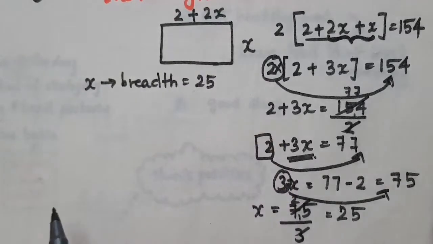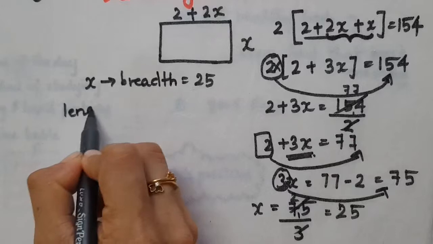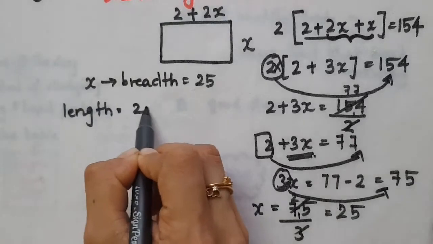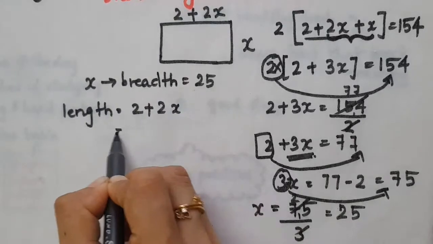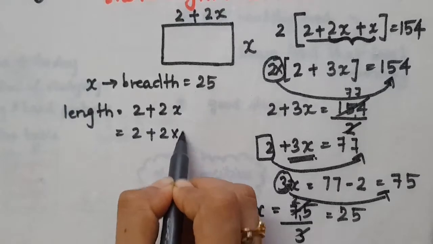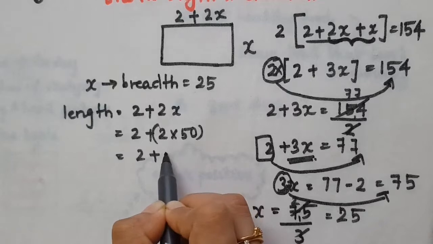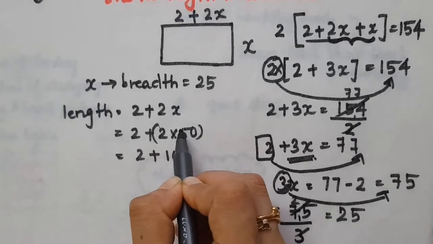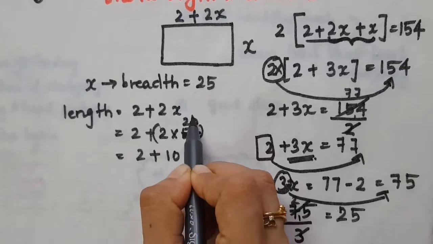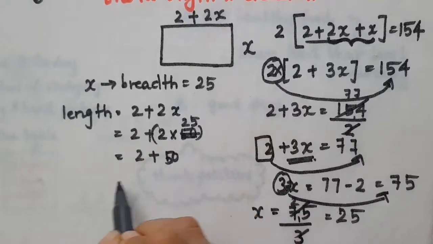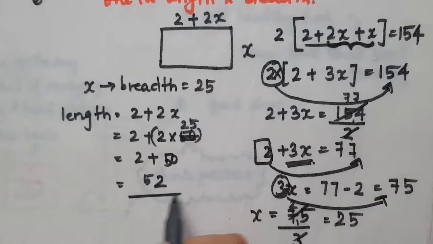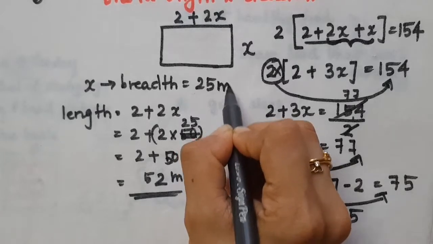We have to find its length also. So length is equal to 2 plus 2x, that is 2 plus 2 times 25, I'm sorry. So it's 50, that is equal to 52 meters. This is 25 meters.